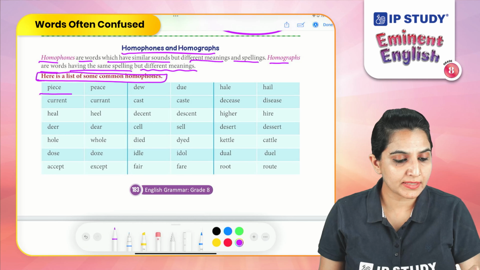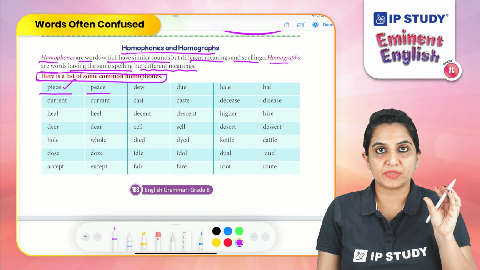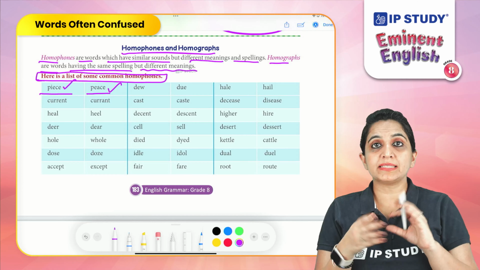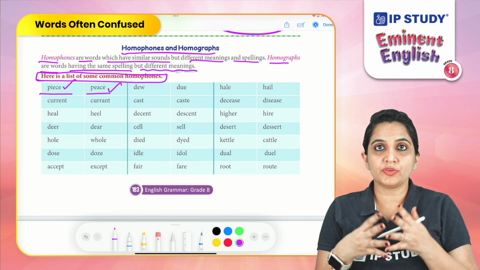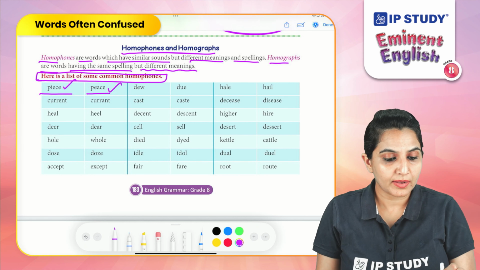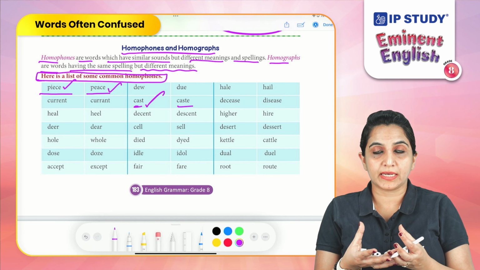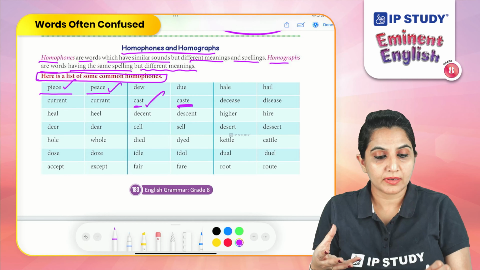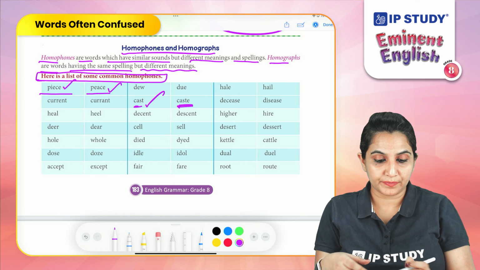Like peace, piece. Now this is a piece of paper, a piece of cake. This peace is, there should be peace and not war. This is like a commemoration or togetherness. Cast. The bowl is cast with iron. There's an iron cast, right? Caste. Her caste. This is a group in the society.